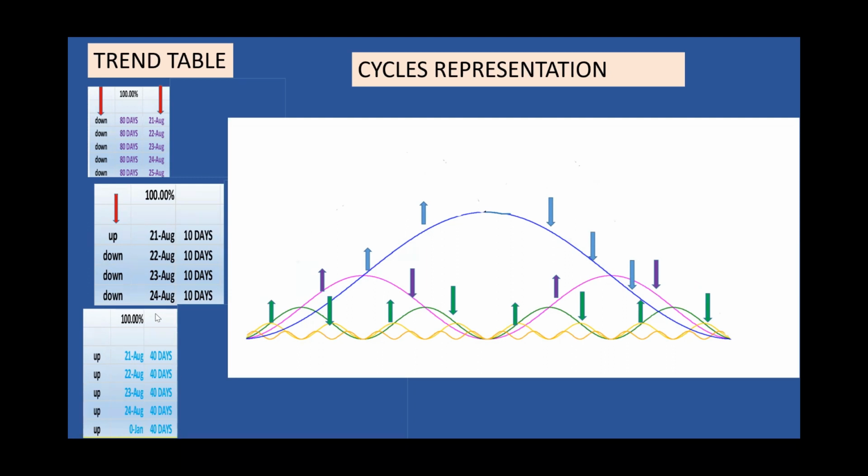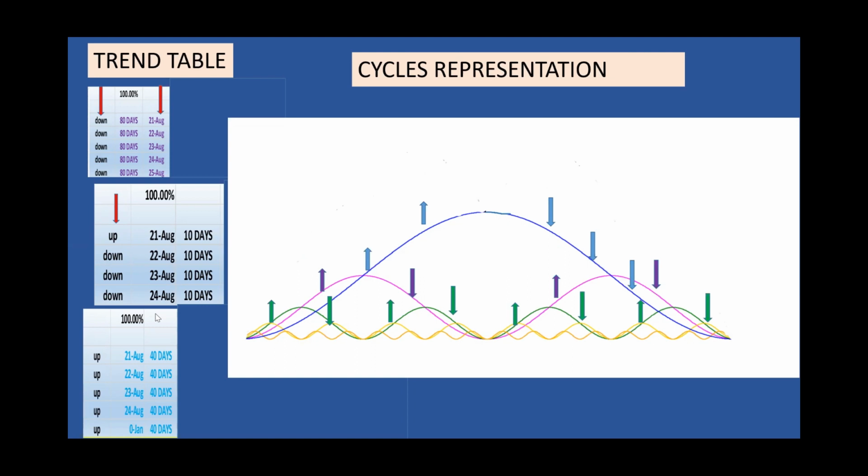For example, let's work with the 10, 20 and 40 days cycle. If the 10, 20 and 40 days cycle are up, there is a high probability the rally will be strong. If the 10 and 20 days cycle are up but the 40 days is down, the rally will be moderate. If the 10 days is up and the 20 and 40 are down, the rally will be of small amplitude. And of course, if the 3 are down, then the decline will be strong.